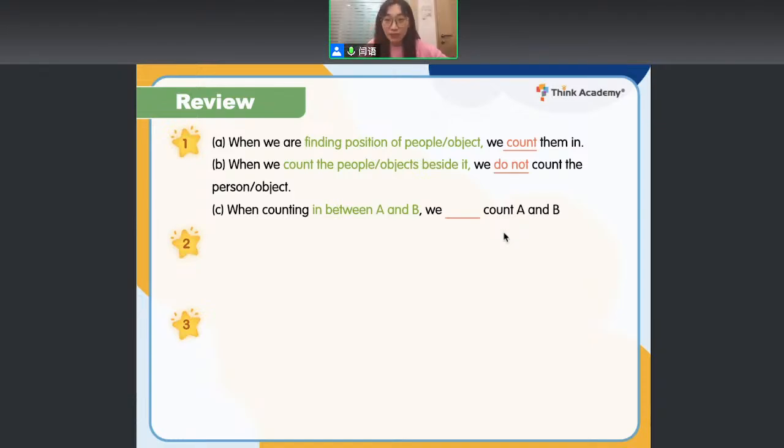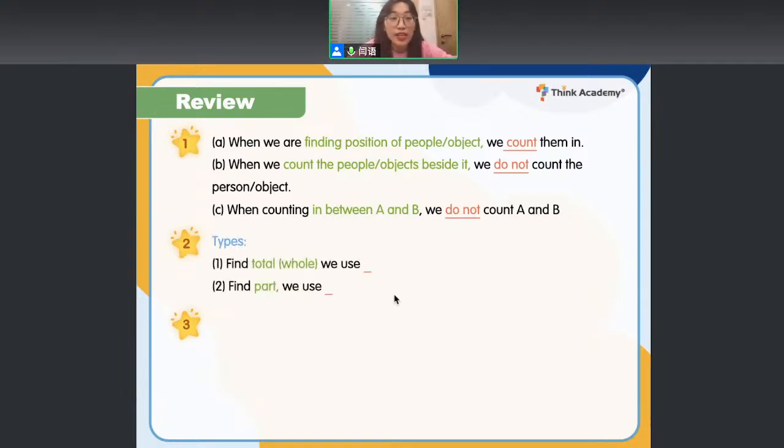And if we count the people or objects beside it, we do not count the person or object. Just like 7 people on the left. For number 7, it is not including the main character. And when counting in between A and B, we do not count A and B. For example, there are 3 people between teacher Apple and teacher Lisa. So does number 3 include teacher Apple and teacher Lisa? No. Okay? Between does not include the two people.